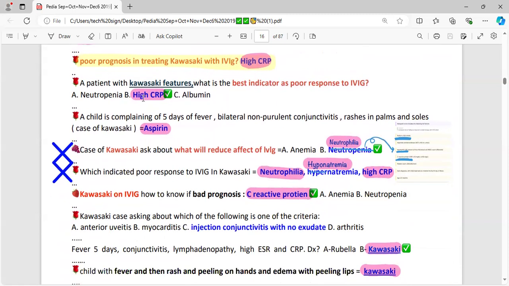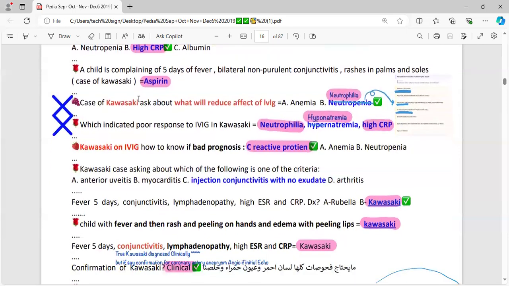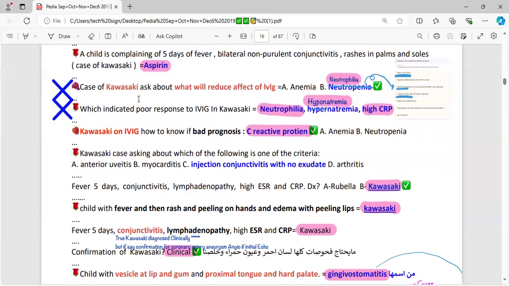Poor prognosis, high CRP. A child complaining of fever for 5 days, again Kawasaki disease. The definitive treatment, or the best, would be IV immunoglobulin. If not mentioned, go with the aspirin. A case of Kawasaki asking about what will reduce IV immunoglobulin response.